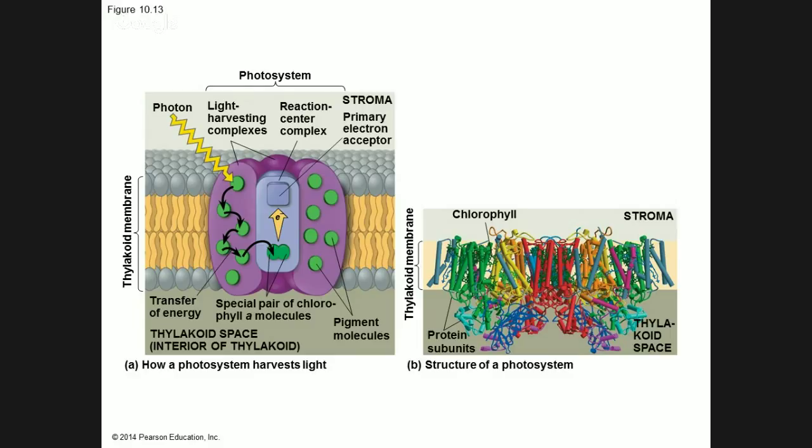Okay. Now, in the middle of the photosystem is a special pair of chlorophyll molecules, right here. Those are the ones that, when energy is sent to them from a photon of light, or a photon of light strikes them directly, an electron will be excited, but it won't fall back down. It gets captured by something called the primary electron acceptor.